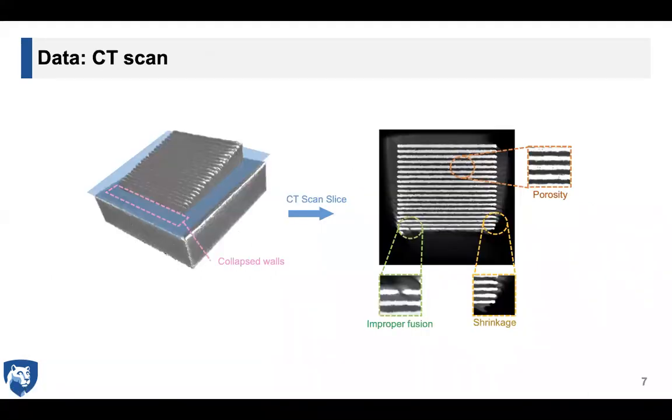After the printing process, we obtain the XCT scan for each thin wall part and get the layer-wise image for each scan based on the layer thickness. As you can see from the CT scan here, we have different types of defects such as improper fusion, shrinkage, or porosity. And also from the CT scan, as well as the layer-wise image, we see some of the thinnest walls are not printed because of the resolution.